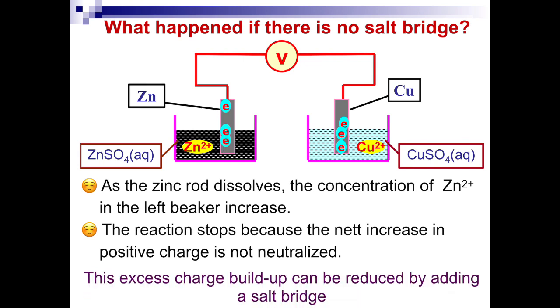Look at the following diagram. As the zinc rod dissolves, the concentration of zinc 2+ in the left beaker increases. Then the reaction stops because the net increase in positive charge is not neutralized. This excess charge build-up can be reduced by adding the salt bridge.